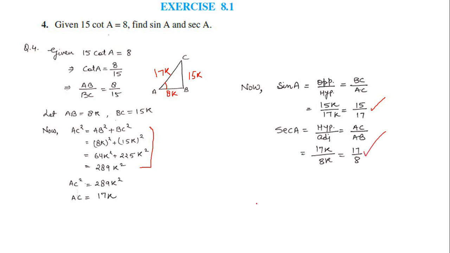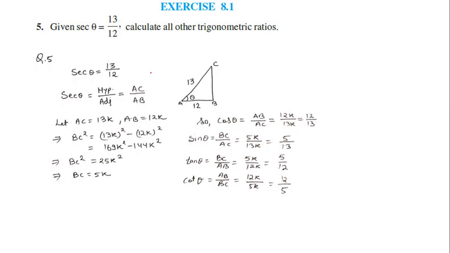Next, I would like to take one more question from 8.1. Here we have been given sec theta is equal to 13 by 12, and we need to calculate all the T ratios this time. First I will take a right triangle, with some angle I define as theta. Since sec theta is given, the ratio of hypotenuse and adjacent side is given, so we take the hypotenuse as 13k and the adjacent side as 12k.